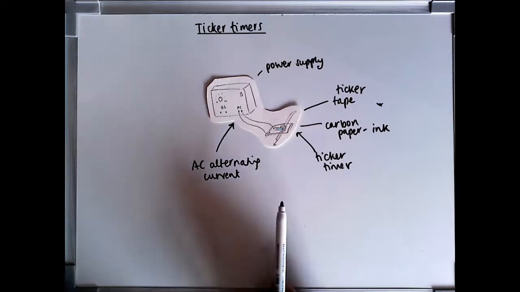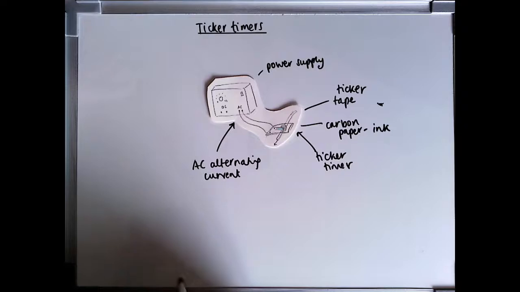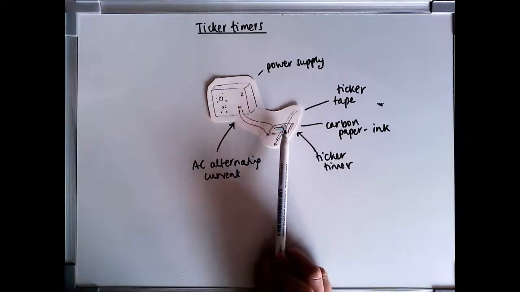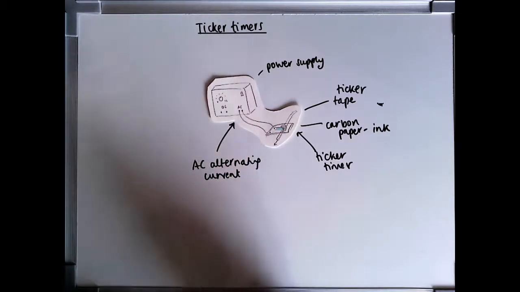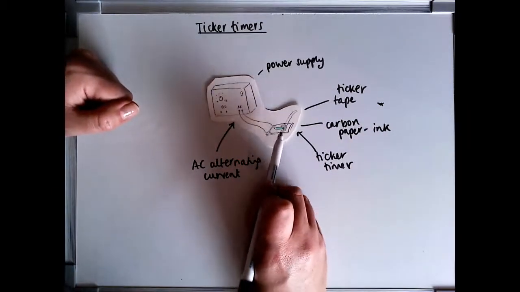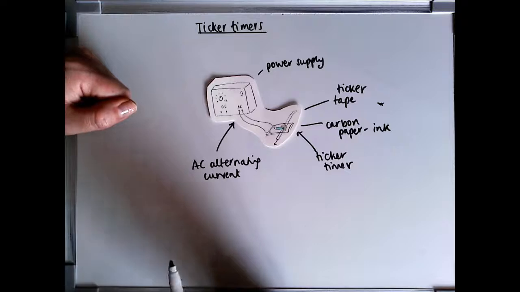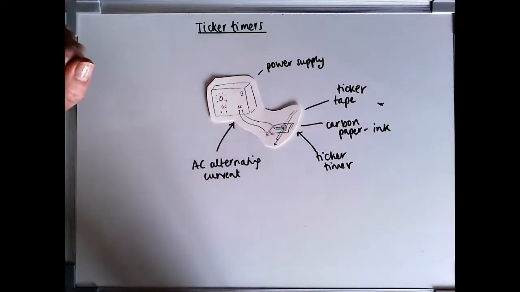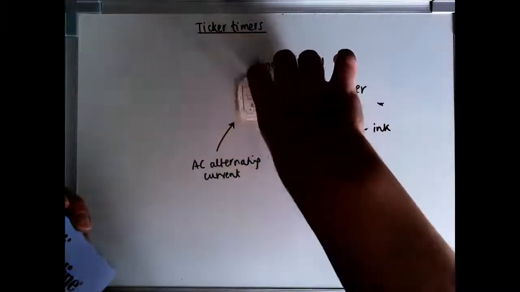So what we know is we can thread the tape underneath the carbon paper, so that when the ticker timer hits the carbon paper, it leaves a little print of ink on the tape. And then when I pull it through and underneath, hopefully you can see the little dots that will have appeared. And those dots obviously occur every 1/50 seconds. Okay, so that's the experimental setup. It's quite straightforward.